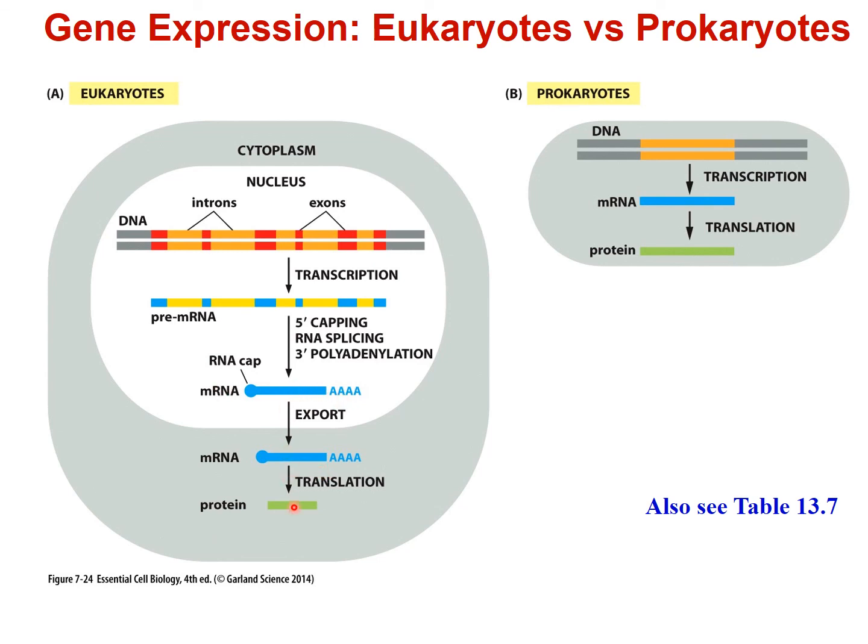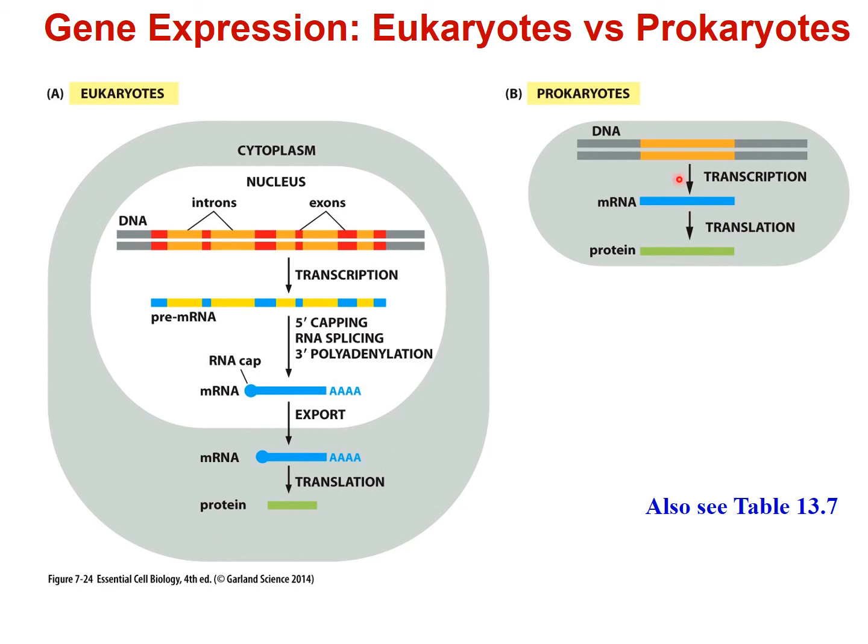this will get translated. Now in bacteria, we start with DNA. Usually there are no introns. This gets transcribed into messenger RNA and gets translated into protein. Now what's interesting here is that this all happens in the same compartment. There's only one compartment in a bacterial cell. In a eukaryotic cell, transcription and processing take place in the nucleus, and translation takes place in the cytoplasm.